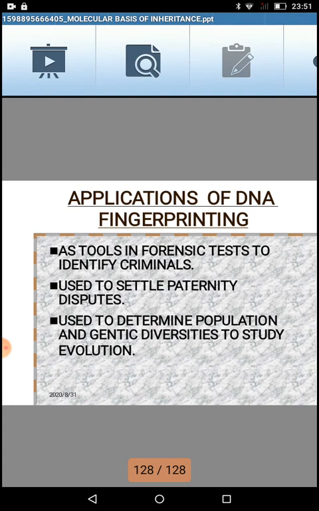Some applications, as I told, they are the tools for forensic tests. They are used to settle paternity issues, whether the individuals are related to each other or not, and they also determine the population and genetic diversity to study evolution, which type of genetic bands are coming quite often in a population. So we can find out in which direction the evolution is moving. So it's a kind of a study tool also in some cases.